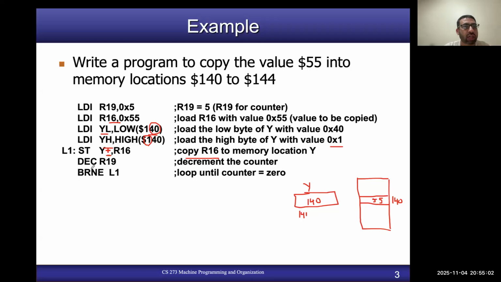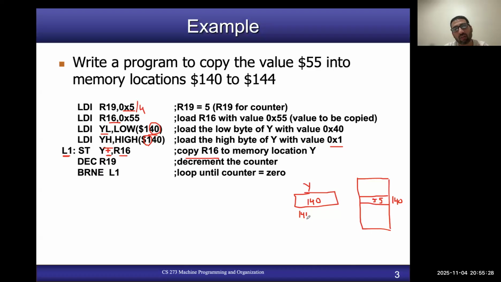And then we are saying, now decrement R19. R19 was 5, so it is decremented to 4. And we are saying, if it is not equal to 0, then go back to L1. It is not equal to 0 because it is now 4, right? So go back to label L1. What you are saying now is put the value of R16 in the memory location pointed by Y, and then also increment Y.